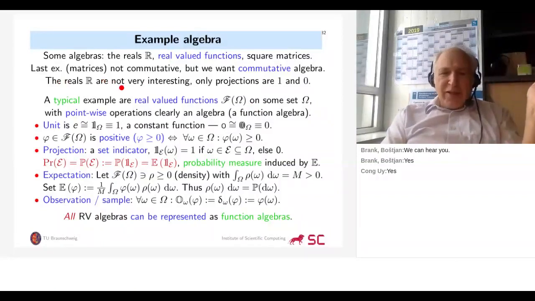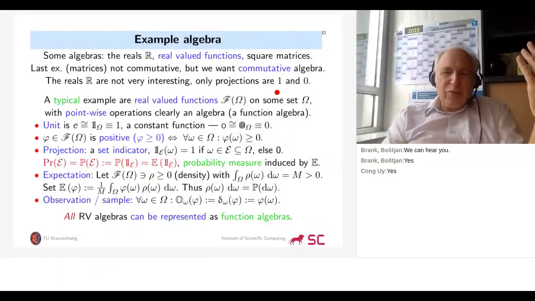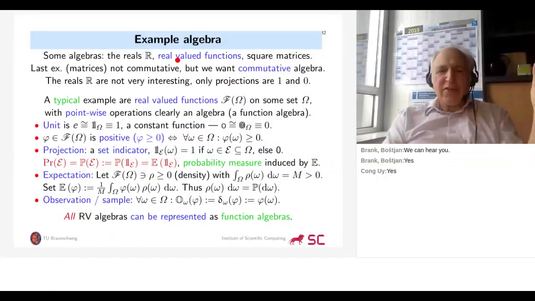It turns out that the reals by themselves are not very interesting, because the only projections, the only events we have, are the numbers 1 and 0. So that's not very interesting, and we want to have many events. So you can think of real valued functions on some set. This is the typical example.